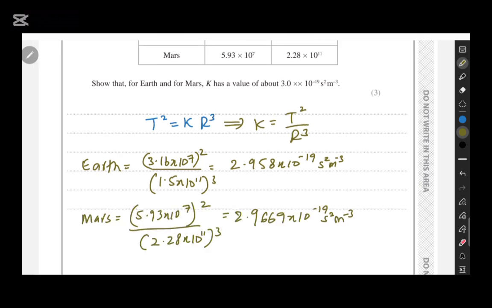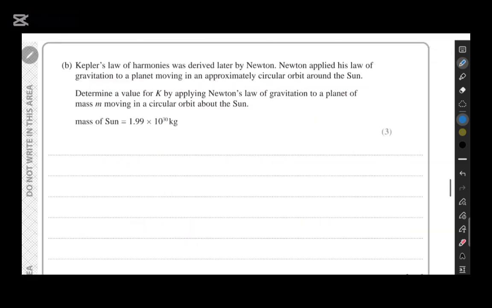And when I plug in the values for Mars that they've given me up in the table, I'm going to get a very similar answer as well. Both values are approximately equal to the value that they have told us to show. Okay, so that's the answer to this question. The next part says Kepler's law of harmonics was derived later by Newton.